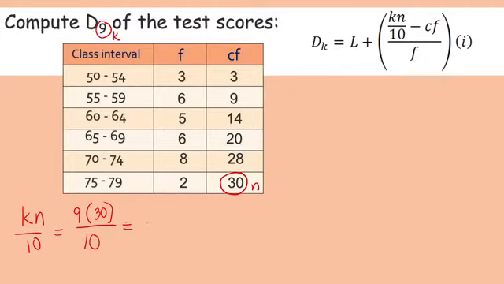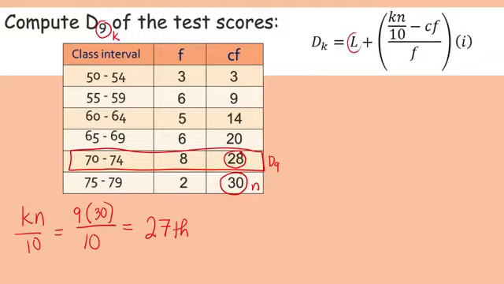27. Okay, so this is the 27th position. So where is your CF here? What is the first number greater than 27 there? 28. So therefore, this is the location of the ninth decile. Okay, so let's now compute.